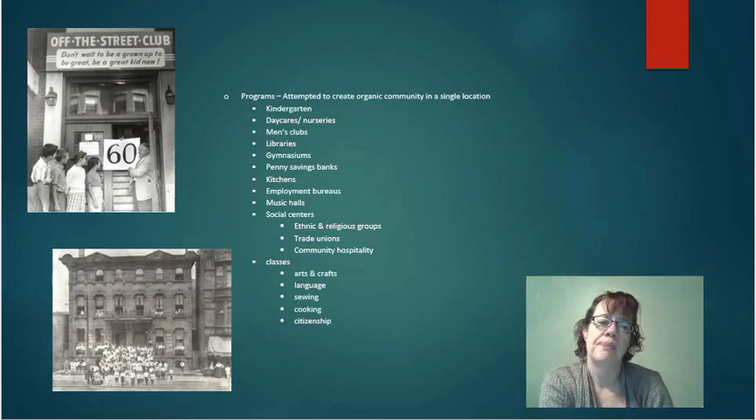And you're going to see that there are a lot of classes that focus on domesticity for women. You know, a white middle-class woman knew that women needed to be able to learn to do these things for their family. So that included arts and crafts, sewing and cooking. And then there are also language and citizenship classes.